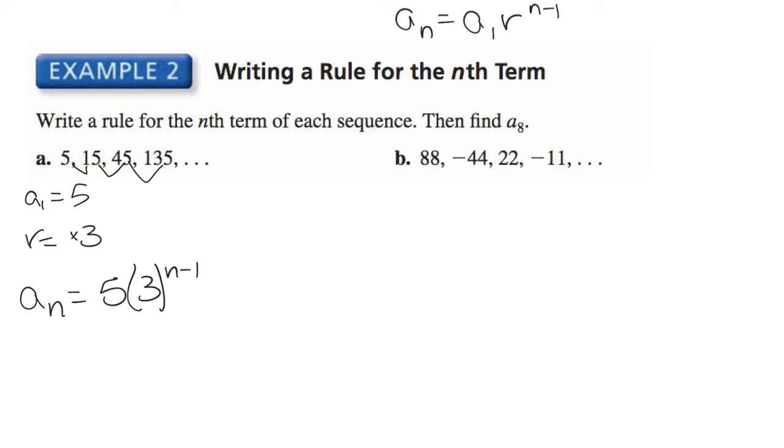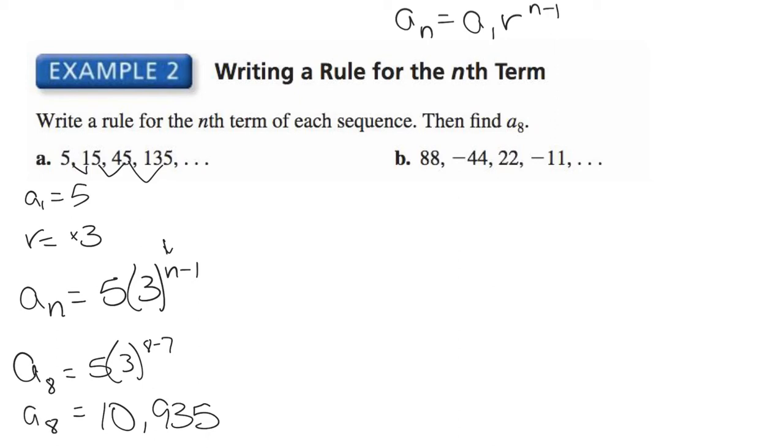Okay, now we've got a sub 8 we need to find. How do we do that? Well, we're going to plug 8 in for n in our equation. It's 5 times 3 to the 8 minus 1, which is the 7th power. If you go ahead and plug that in, you should get 10,935 equals a sub 8. Hopefully that one made sense. Let's go ahead and move into this next one.